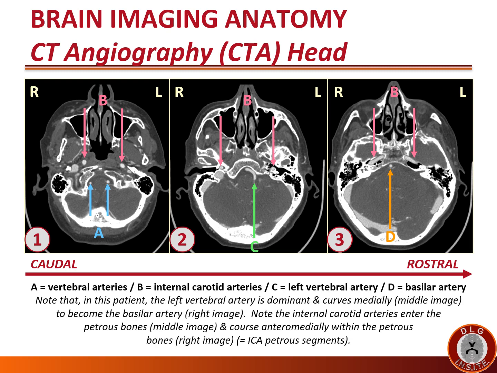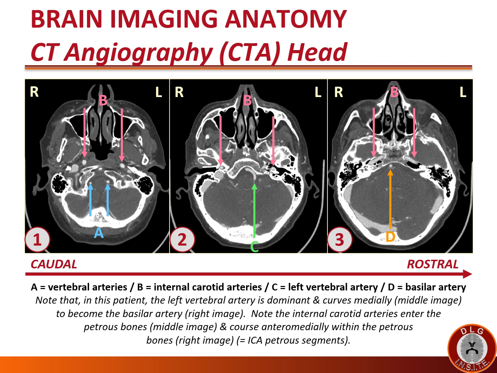The arteries labeled A are the vertebral arteries. The arteries labeled B are the internal carotid arteries. The artery labeled C is the left vertebral artery, and the artery labeled D is the basilar artery. Note that in this patient, the left vertebral artery is dominant and curves medially in the middle image to become the basilar artery seen in the right or more rostral image.